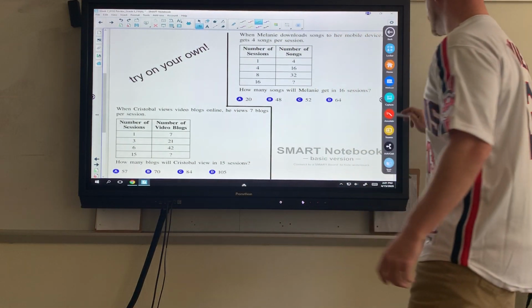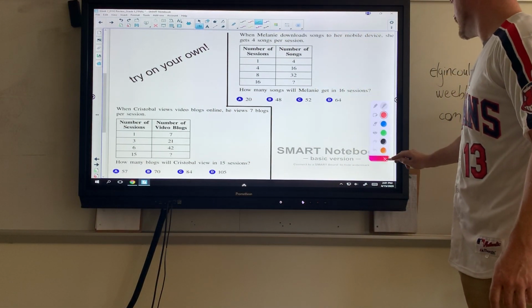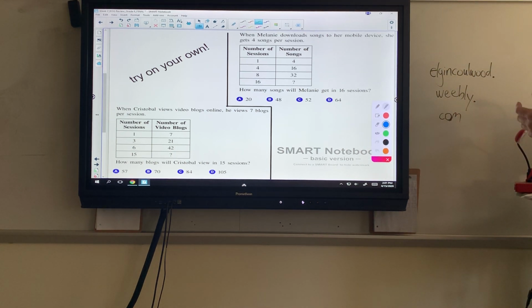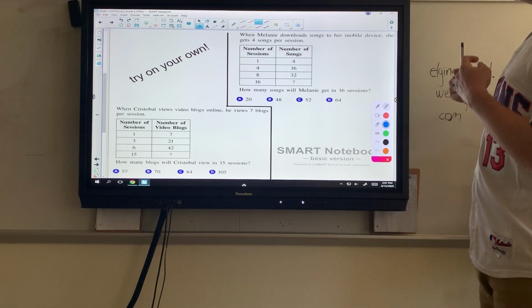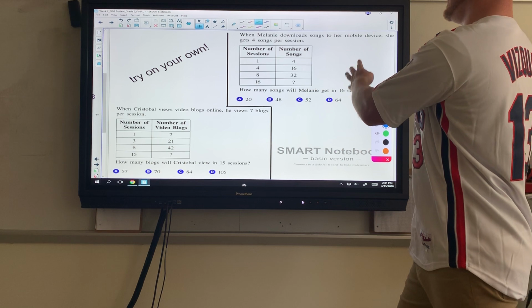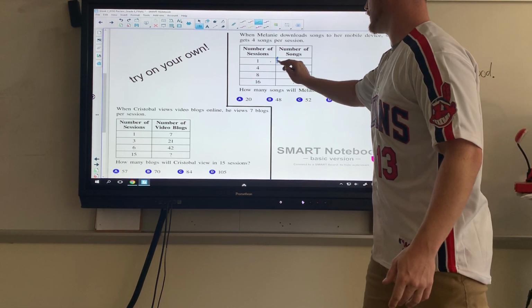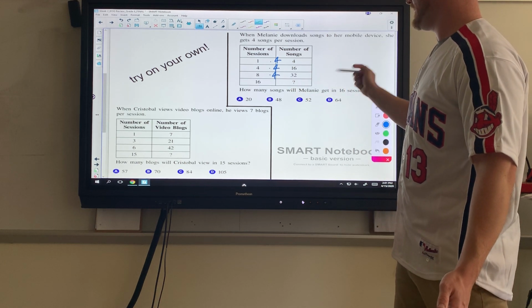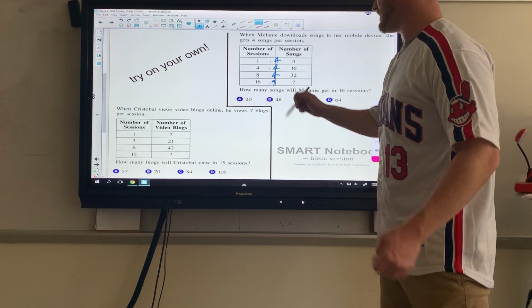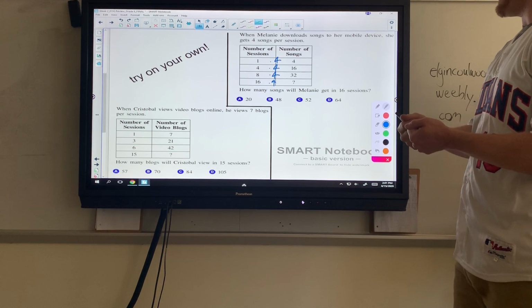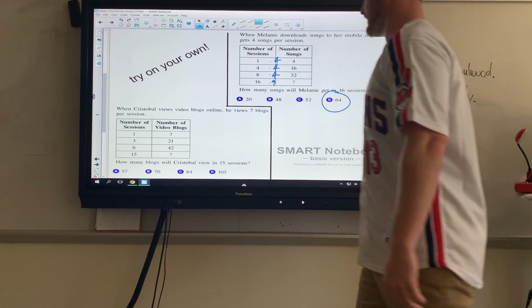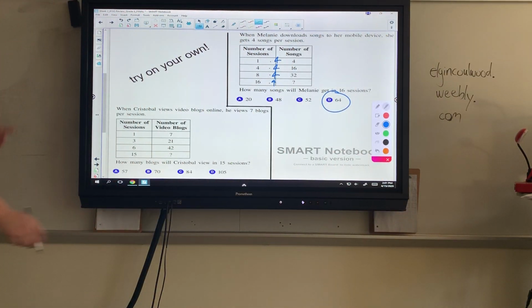Alright, we're going to do the top right one first. So it says, when Melanie downloads songs to her mobile device, she gets 4 songs per session. So that means there should always be 4 times as many songs as there are sessions. So we have 1 times 4 is 4, 4 times 4 is 16, 8 times 4 is 32. So then obviously it's going to stay the same, so you got to do 16 times 4. And when you type that in, or if you know already, 16 times 4 does give you 64. So that first one is D.